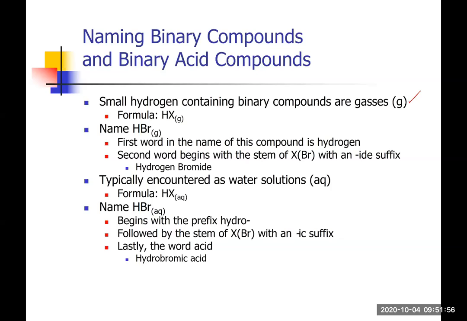So when you're naming these binary gases, the first word in the name of this compound is going to be hydrogen. So we're going to say the full name of hydrogen. The second word begins with the stem of X, whatever X happens to be, and again in this case X is bromine. So the stem of bromine is brom. And then we're going to convert the INE suffix to an IDE suffix. So the name of HBr is hydrogen bromide.